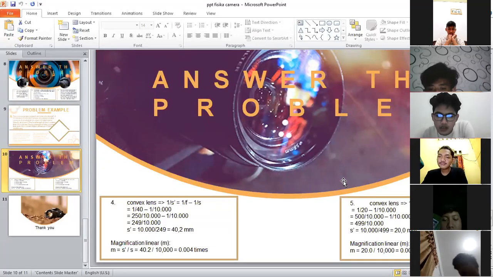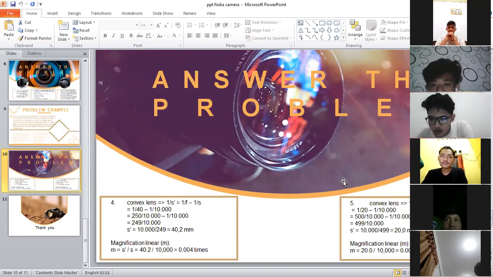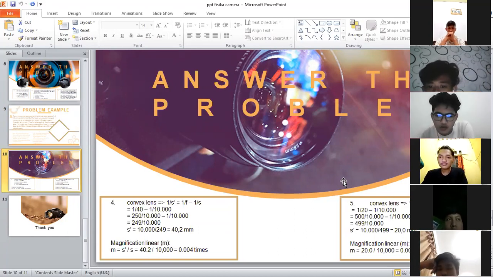Magnification linear or M. M equals 20.0 per 10,000 equals 0.002 times.